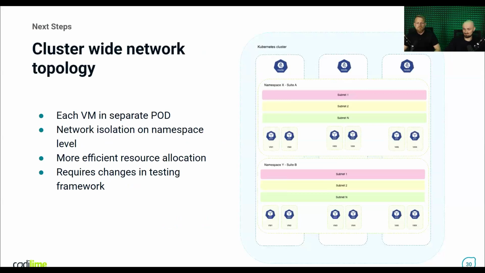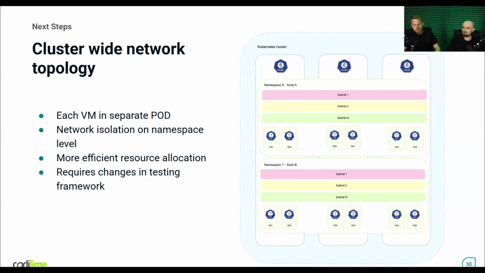Sure. So, as a next step, we plan to move to a cluster-wide network topology. The idea is to run each VM inside its own pod, which gives better control and flexibility. We will also add network isolation at the namespace level. This allows different test suites to use the same IP ranges without conflict, while still being fully isolated.